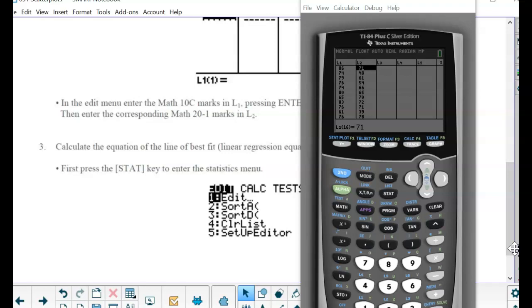Okay, so now we're going to do our actual regression. Okay, now, a couple things. The way that they do it on the calculator is that they do the regression and then they talk about graphing it. I like to do it the other way around. So I like to graph this data first before I do the regression.